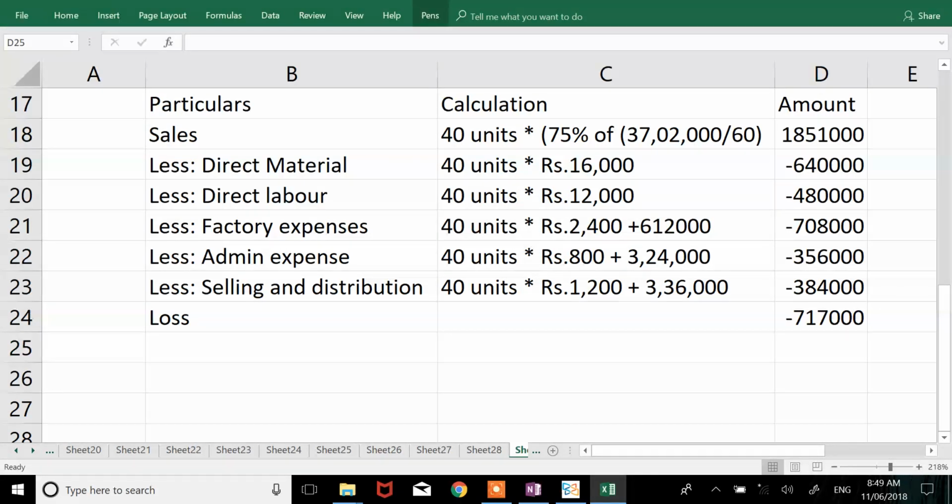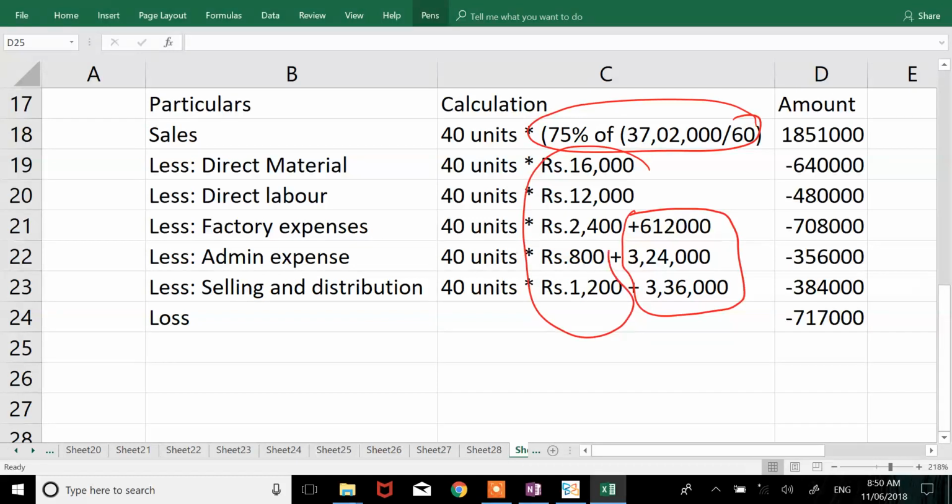Now listen, my fixed cost during operation is total of these three: 612 plus 324 plus 336. During shutdown is that 9,30,000 which we saw. Contribution per unit is 46,275 minus 16 minus 12 minus 2,400 minus 800 minus 1,200. Do this and let me know what is the shutdown point.